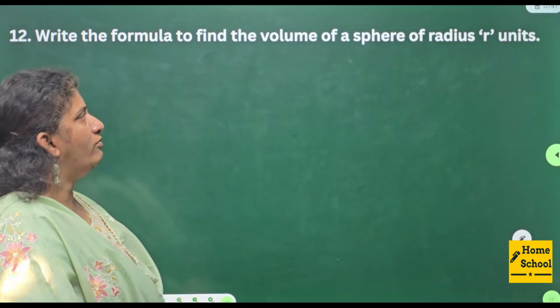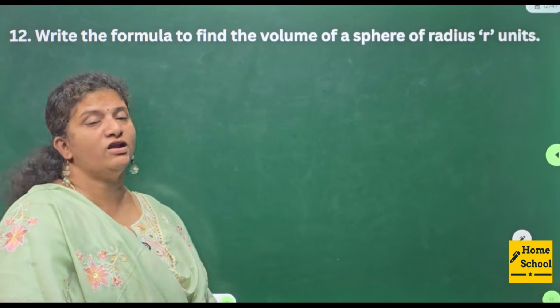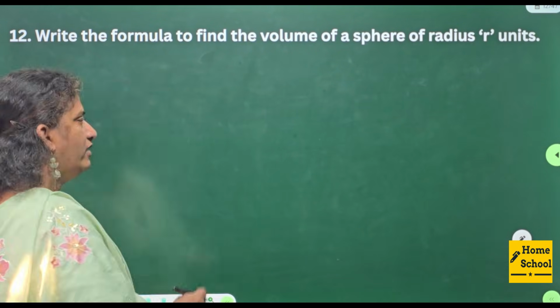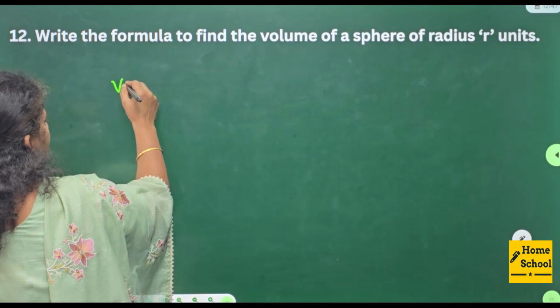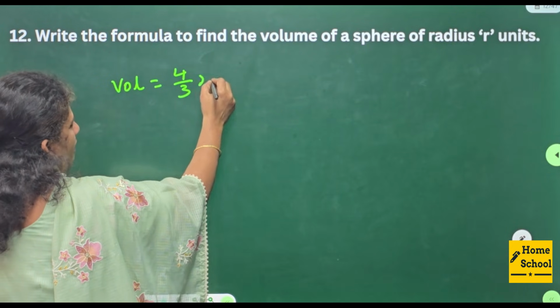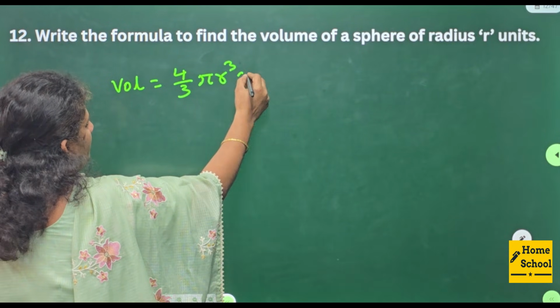12th one. Write the formula to find the volume of a sphere of radius r units. Volume of a sphere. We know the volume of a sphere formula is equal to 4 by 3 pi r cube cubic units.